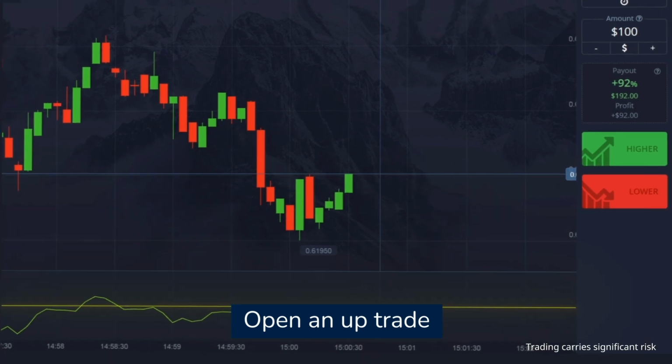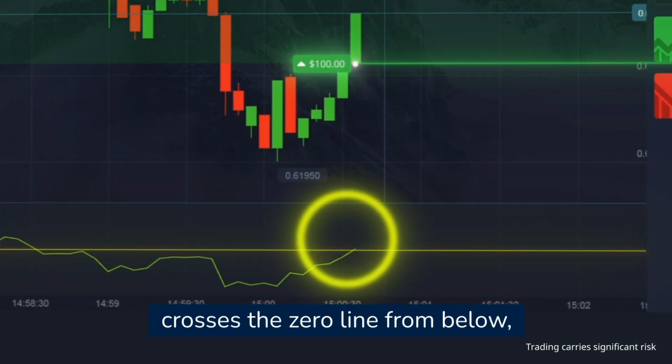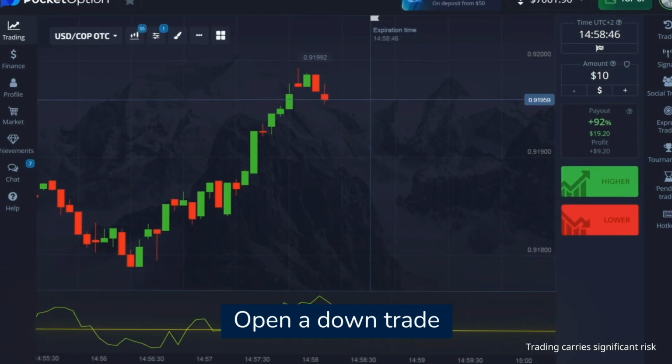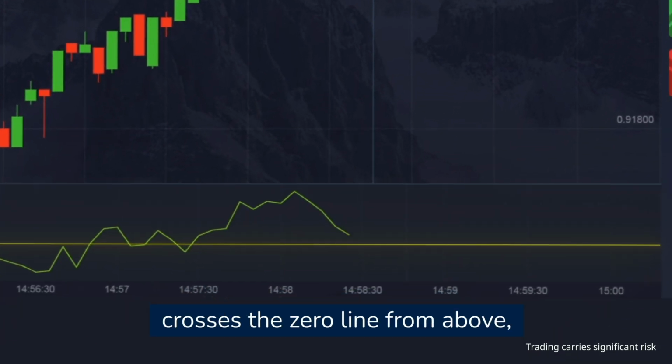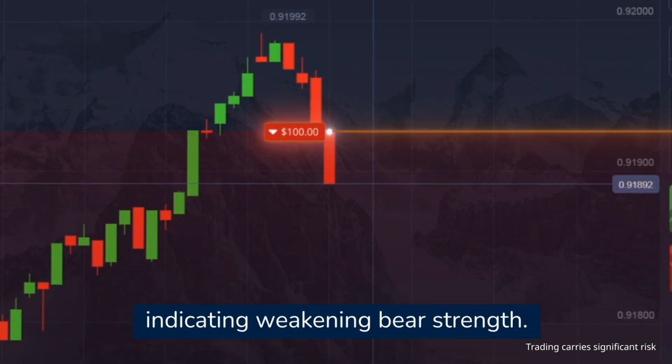Open an up trade when the Bears Power indicator crosses the zero line from below, confirming increasing bear strength. Open a down trade when the indicator crosses the zero line from above, indicating weakening bear strength.